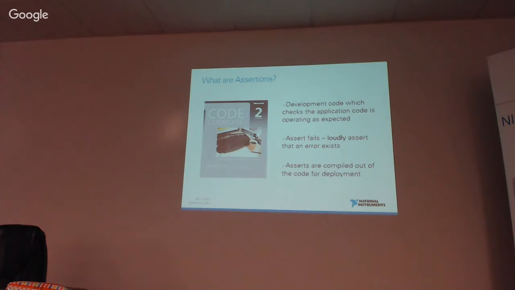If one of those asserts fails, then you want to loudly tell the developer that an error exists. And you only want to do that during development time, though. When you deploy your code, you want to handle it differently, maybe just try and handle it as one error, so that whatever error handling is built into the deployment happens by default.